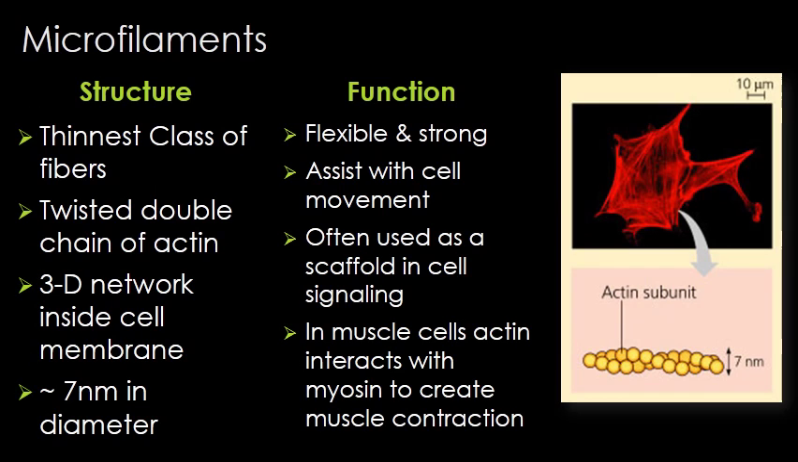The microfilaments are the thinnest, and they are made of a twisted double chain of the protein actin. You might have heard of actin before because actin works with another protein, myosin, to allow for muscle movement. It's very flexible, but its main job is to assist with movement. It's also seen in cell signaling as a scaffolding protein, but you won't really see that again until AP biology.